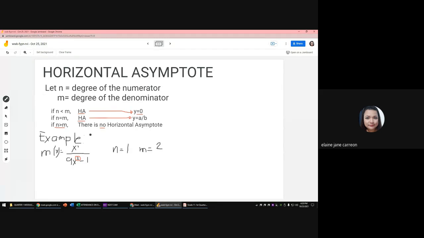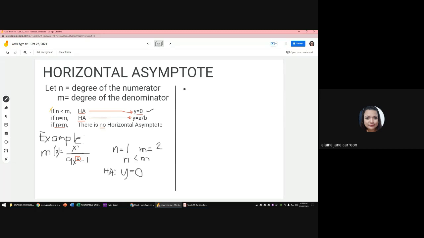So, 2. What is our condition? Where does it fall? n is less than m. Therefore, it falls on the first condition. N is less than m, so our horizontal asymptote is y is equal to 0. Let's repeat. The degree of the numerator is 1, that is n. The degree of the denominator is 2, that is m. Since n is less than m, it falls on the first condition, and our horizontal asymptote is y is equal to 0.